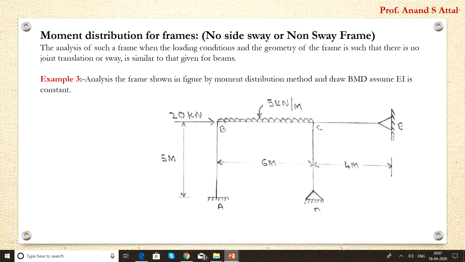Now in this frame, the members are AB, BC, CD and CE. Joint B has two members, BA and BC. On joint C there are three members going from the joint: CB, CD and CE. Joints D and E are hinge supports and support A is fixed.